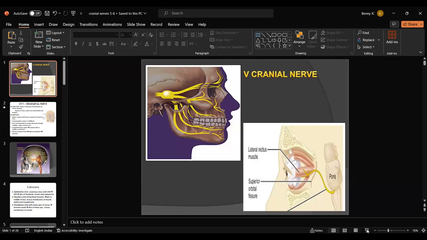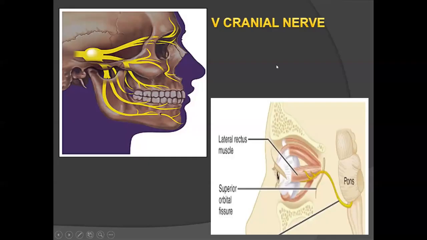Good morning. So today we are going to see about the fifth cranial nerve, that is the trigeminal nerve. Because of its very wide distribution and of course important relevance to all dentistry students, we are taking this cranial nerve separately, and we shall see about its relevance with regard to its origin, course, distribution.